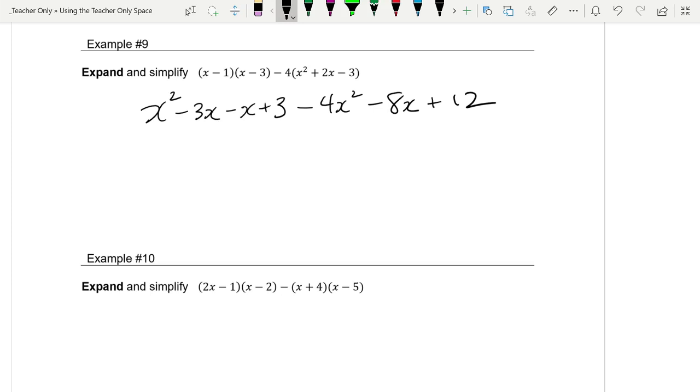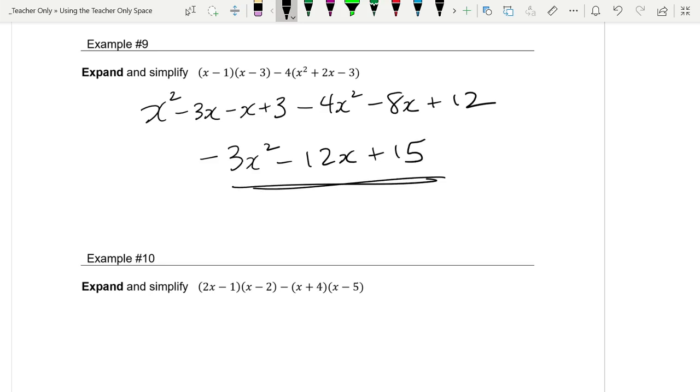I have some like terms to collect. I have 1x squared minus 4x squared. That's minus 3x squared. I have minus 3x minus another x, which is minus 4x. Minus 8x is minus 12x. And I have 3 plus 12. What is 3 plus 12? That's 15. It does.